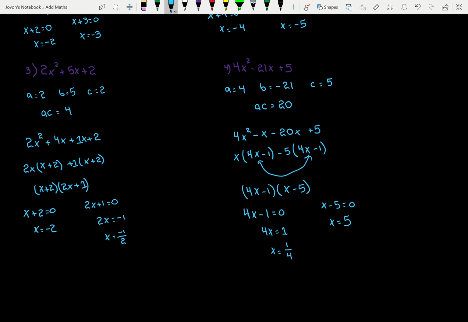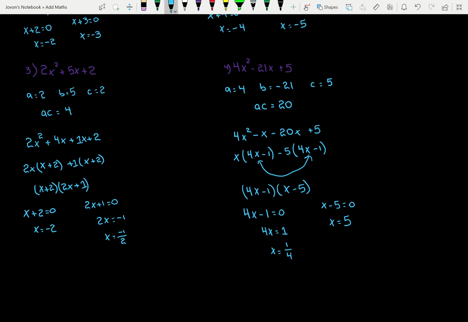Okay? And that's really it for quadratics. At the end of the day, what you want to do is identify the value of a, b, and c. Identify the value of ac. Find two numbers which multiply to give you ac, and two numbers which add up to give you b. Okay? And that's pretty much it. Just make sure that you know the signs. Know which signs you're using, and also make sure to include the negative sign if there is one.